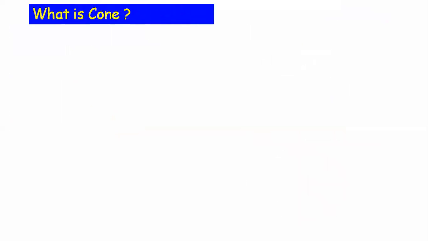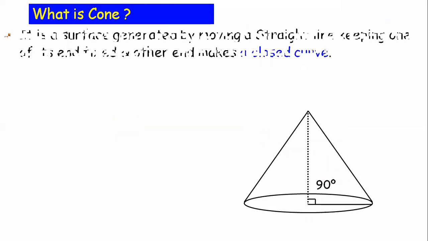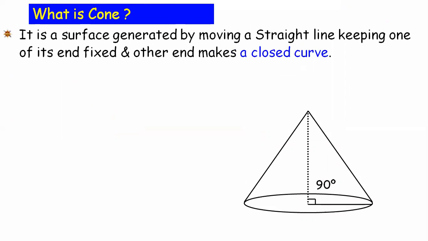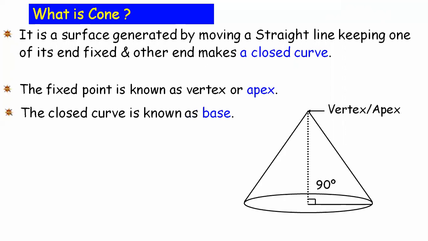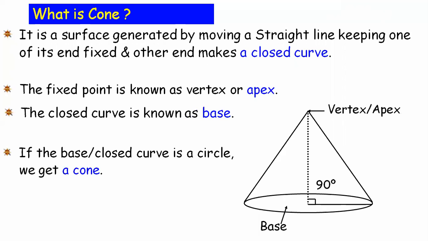Next is helix on cone. Before that, we should have a concept of cone. A cone is a surface generated by moving a straight line, keeping one of its ends fixed, and the other end makes a closed curve. The fixed point I can say is the vertex or apex, and the closed curve is the base. If the base closed curve is a circle, we get a cone.